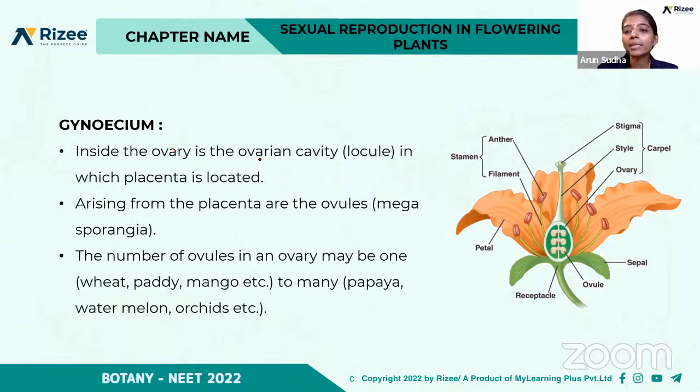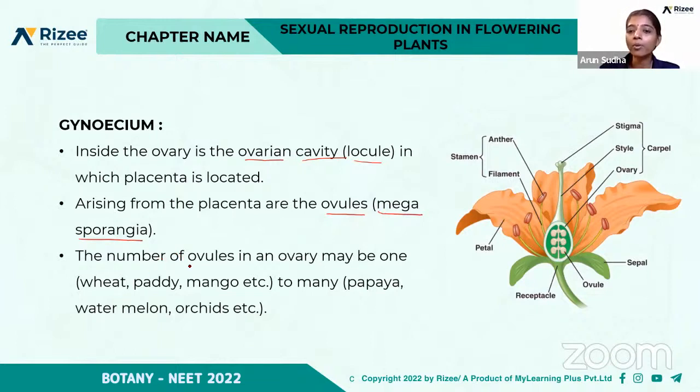And inside the ovary is the ovarian cavity, that is, locules are present. Inside the ovary, there is an ovarian cavity where placenta is located. Even we saw about the different types of placenta, everything. So inside the ovary is the ovarian cavity in which placenta is located. And arising from the placenta are the ovules. So from where do the ovules arise? These are the ovules. Arising from the placenta are the ovules, which are also called the megasporangia. So they are present inside the ovary.